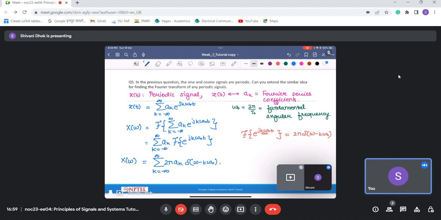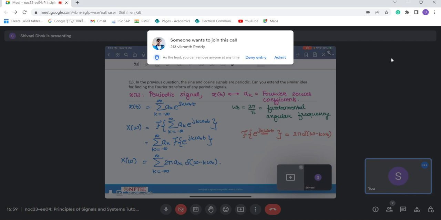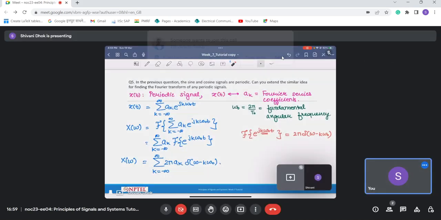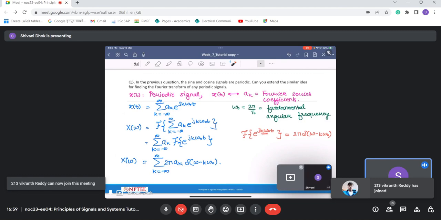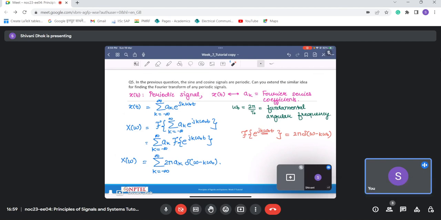So any periodic signal with Fourier series coefficients given by a_k will have its Fourier transform, which is of the form summation k running from minus infinity to infinity 2 pi a_k into delta omega minus k times omega naught.